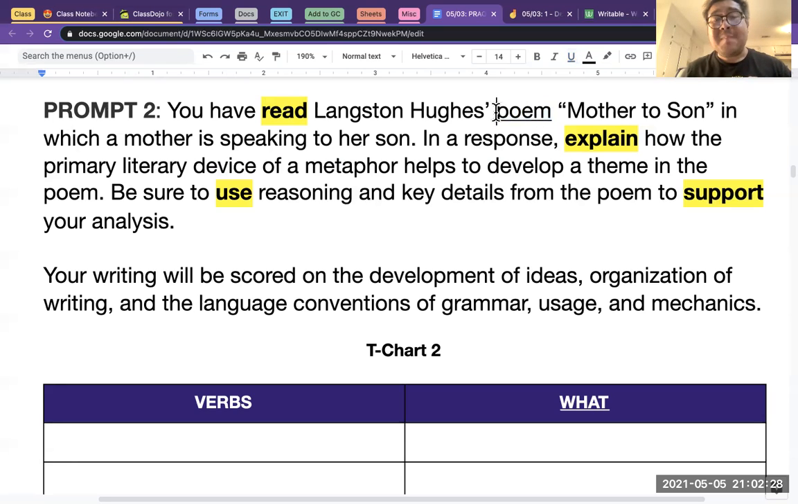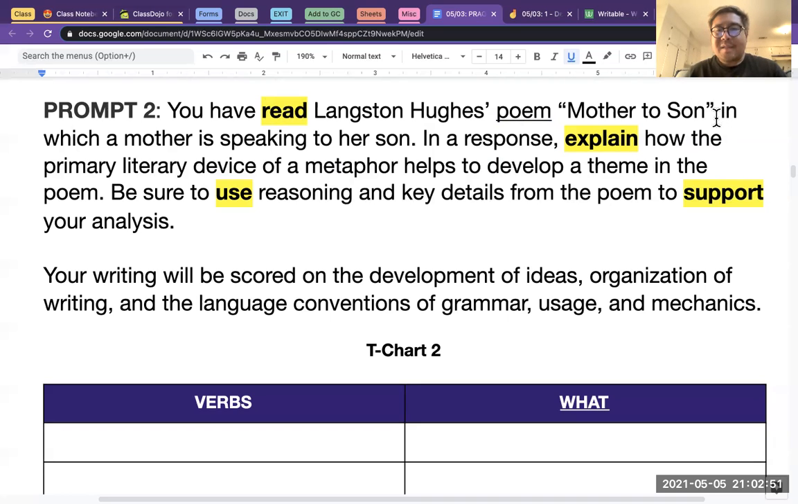Now, it's right in between Langston Hughes and Mother to Son. So it's clear to me that, for me personally, the author is right next to the word poem, and the title is right next to the word poem. So this word is surrounded by important details too. I just don't need, personally, to highlight or underline everything.